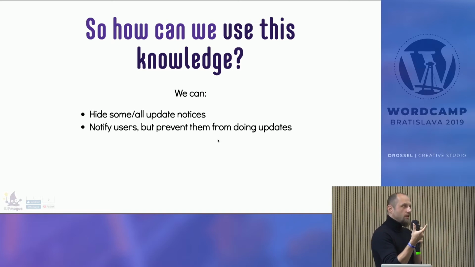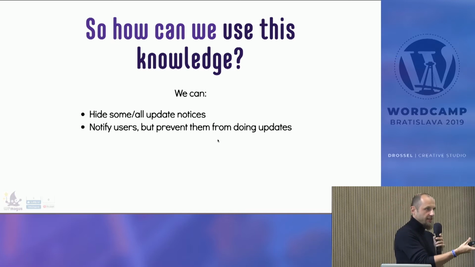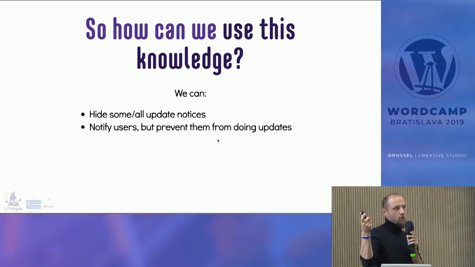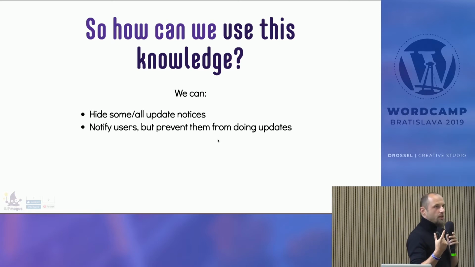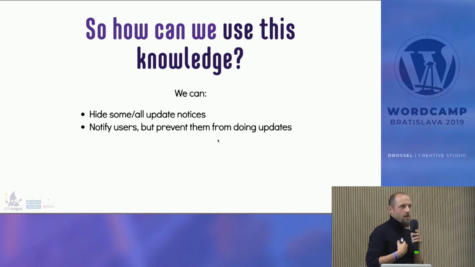We can use the preset transient filter. This will allow us to modify the information in the database, right? But we can also use the transient name filter. This will allow us to modify this value every time it's read, right? So for example, we can check which user is logged in. If I am logged in, the button will be shown.